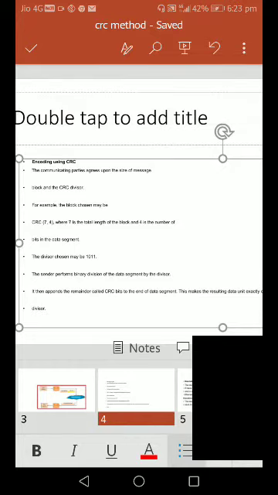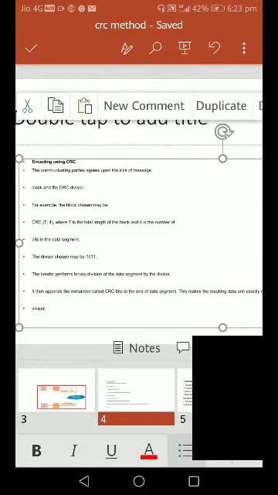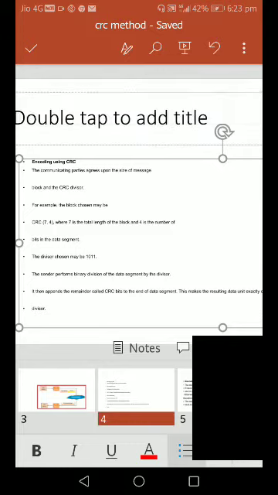The CRC, cyclic redundancy coding, is for example 7,4, where 7 is the total length of the block, and 4 is the number of bits in the data segment. The divisor chosen may be 1011.